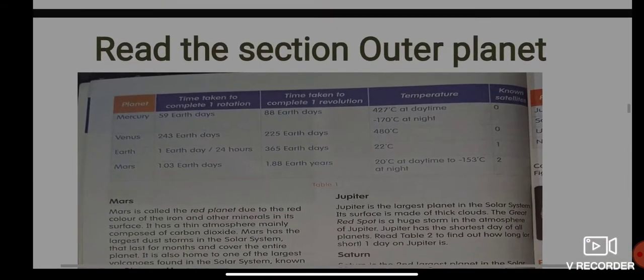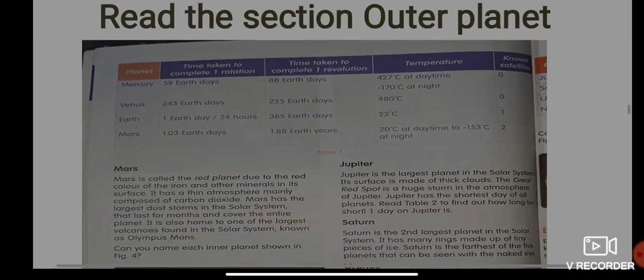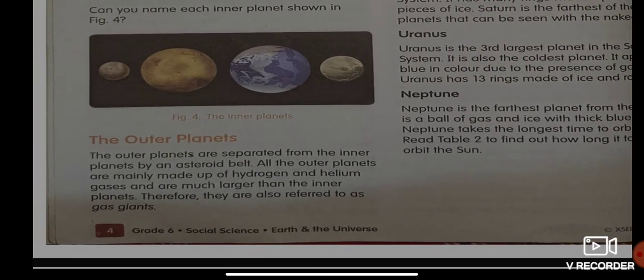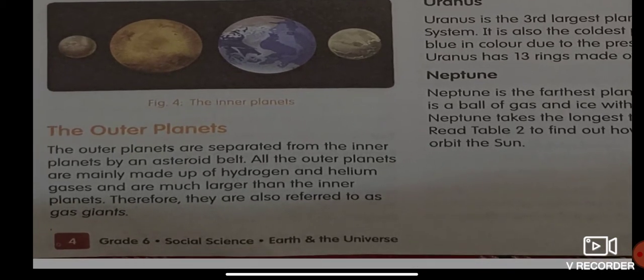Now before that, I want all of you to read the section on the outer planets. Okay, so all of you please go through the outer planets. The outer planets are separated from the inner planets by an asteroid belt. All the outer planets are mainly made up of hydrogen and helium gases and are much larger than the inner planets. Therefore, they are also referred to as the gas giants.